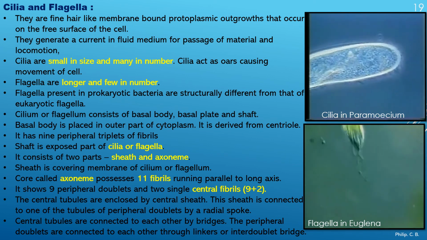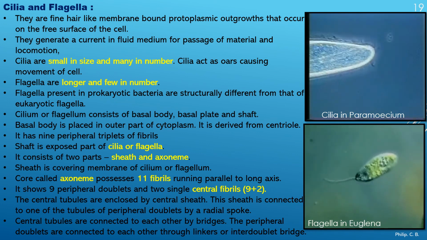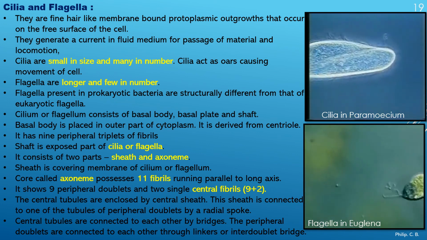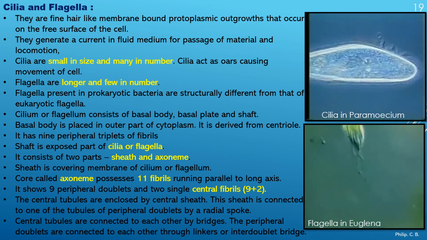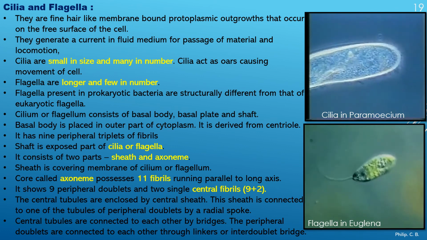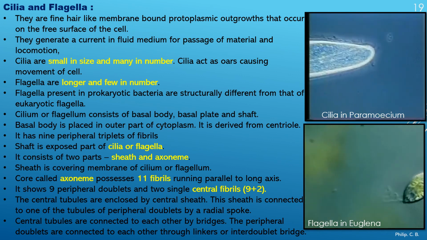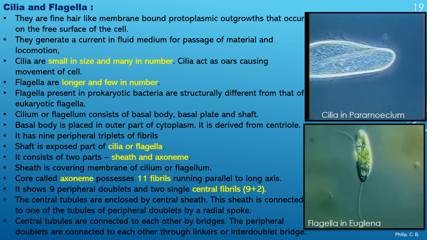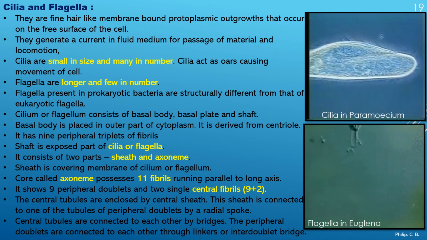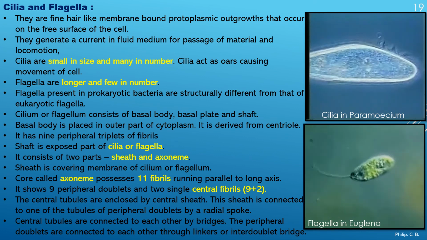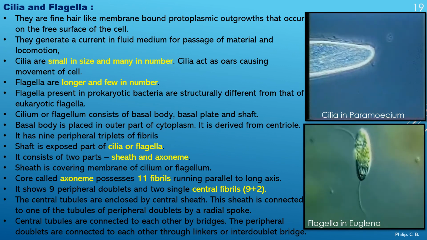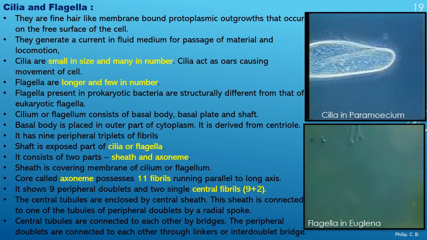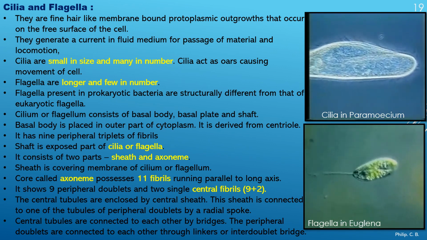Cilia are small in size and many in number. Cilia act for causing movement of the cell, which you can see in Paramecium. They are numerous, small, and help in movement. Whereas flagella are usually long and few in number. They may be 1, 2 or 3 in number, but they are long in comparison to cilia. Flagella present in prokaryotic bacteria are structurally different from those of eukaryotic flagella. So both are different in prokaryotic and eukaryotic.